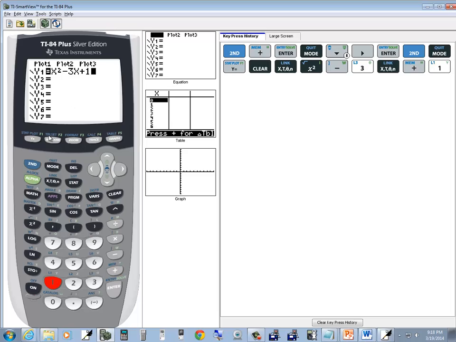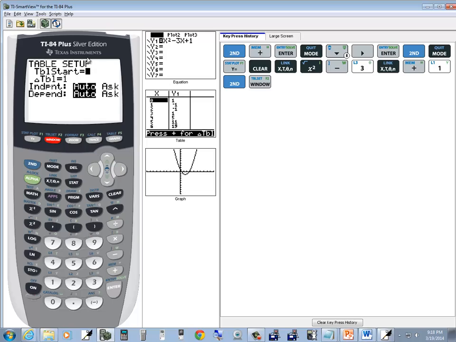Okay, now see this one where it says table setup? I'm going to do a second window to go into the table setup. And to begin with, you see how independent says auto and dependent says auto? That's what we want. If yours isn't set up that way, down arrow to those and put your flashing cursor on it and press enter on auto. And then down arrow, press enter on auto, and you'll see the highlighting change to those. You don't want to ask yet.